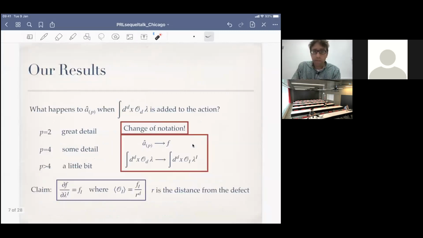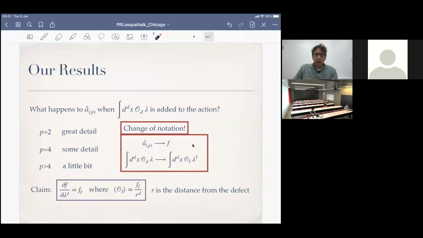Our results are about what happens to this boundary anomaly coefficient when we add not a boundary operator, but a bulk operator that is marginal. On the previous slide, this O had a hat on it, which indicated it was an operator that lived on the boundary or defect. But here I'm adding it to the bulk, the d-dimensional space, and I want to know what happens to A hat. And the claim is the following.